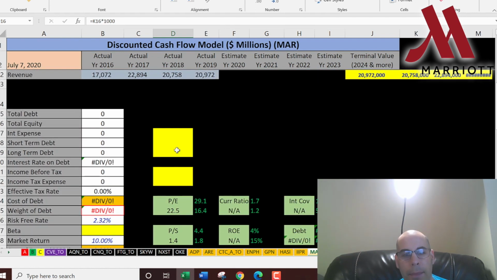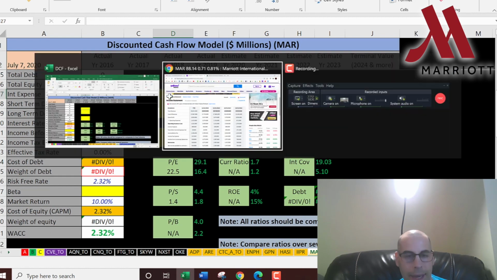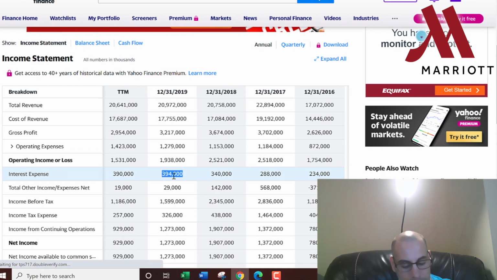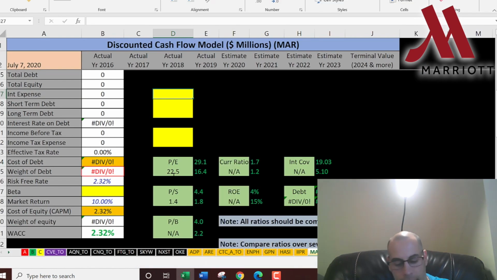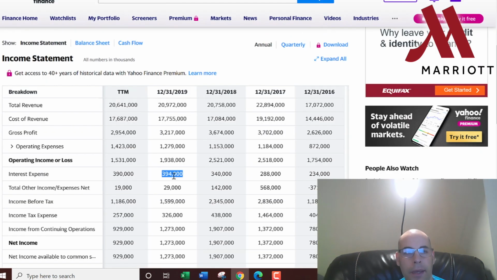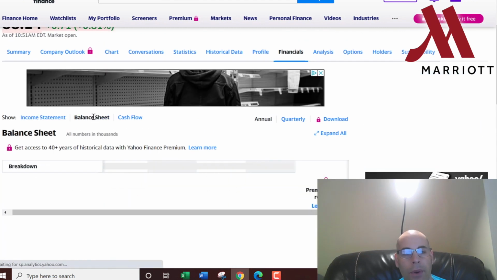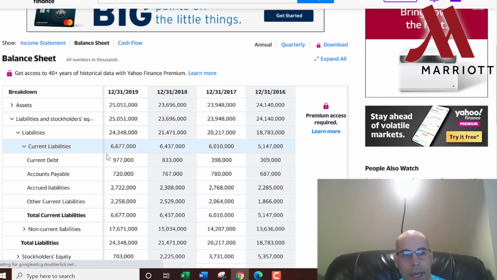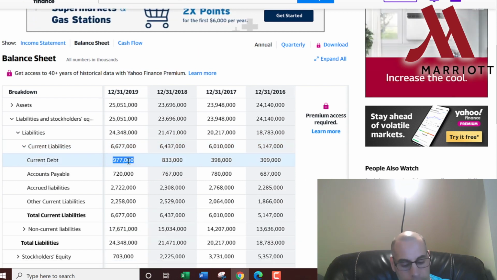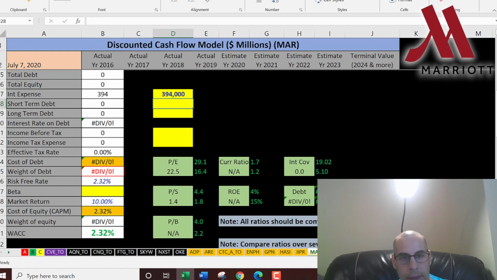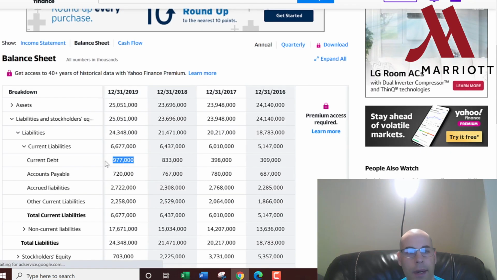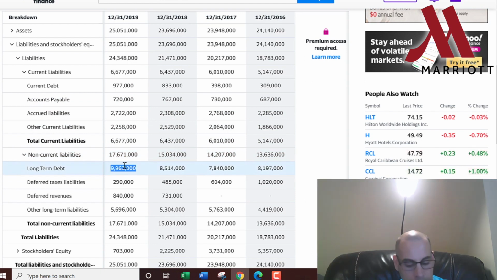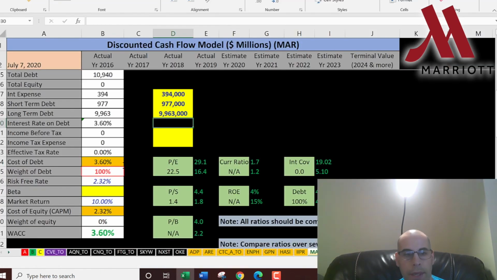Let's look at that capital structure so we know what to discount the future cash flows by. The interest expense is the interest they pay on their debt, and that's $394 million. And we'll go to the balance sheet to see how much debt they have. We'll go to the liability section, and current debt of $1 billion, that's debt due within 1 year. And then long-term debt of $10 billion, that's debt due after 1 year.